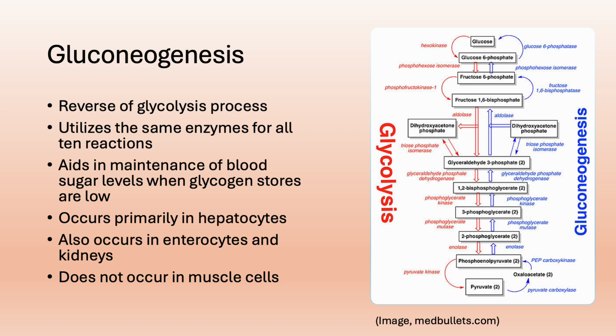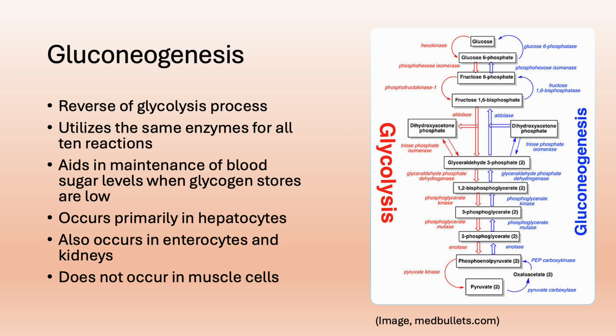So when blood glucose levels are low, our bodies will utilize stored glycogen from the muscle and liver to create what is needed. This process takes place mainly in the liver, but it can also be accomplished in the renal cortex and in the epithelial cells of the small intestine. Interestingly, it does not take place in muscle cells, which is where most people think glucose is needed, but it doesn't actually occur in the muscle.